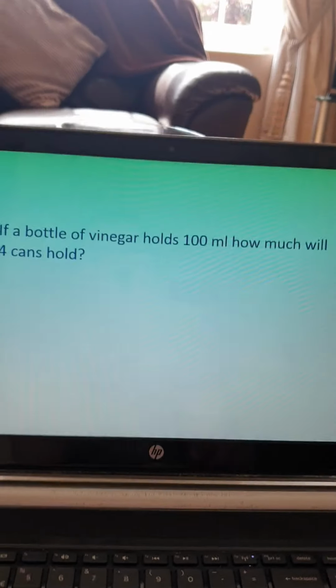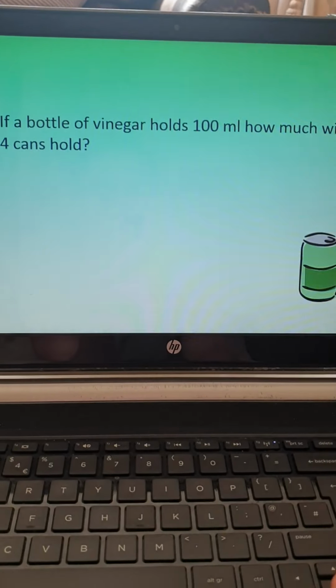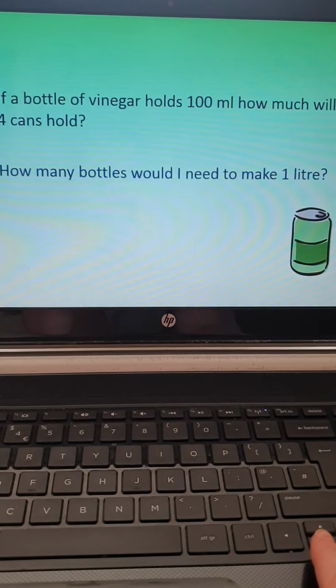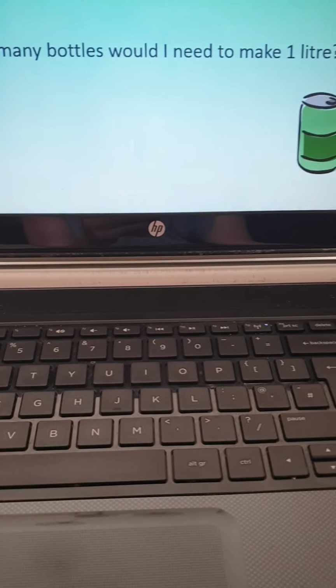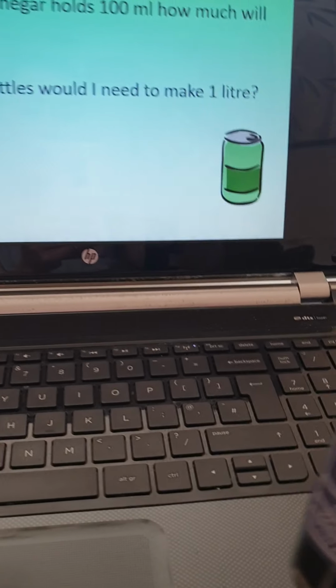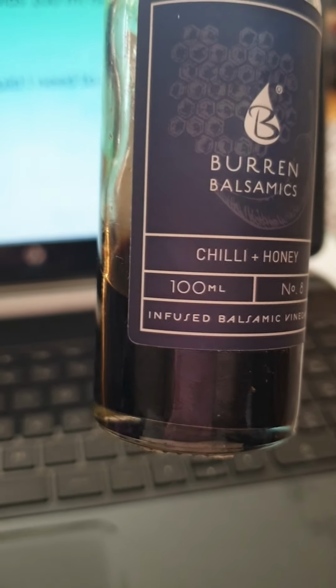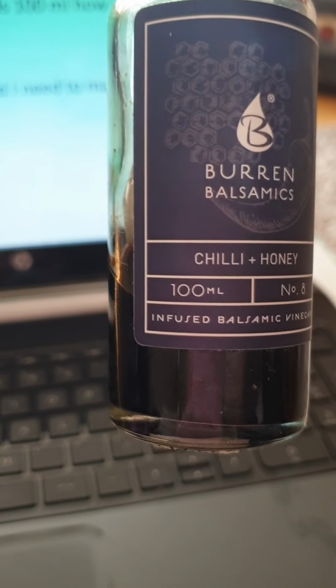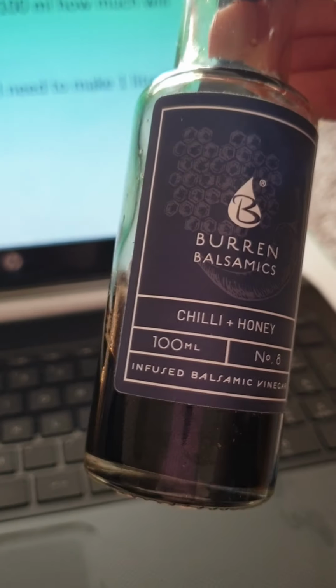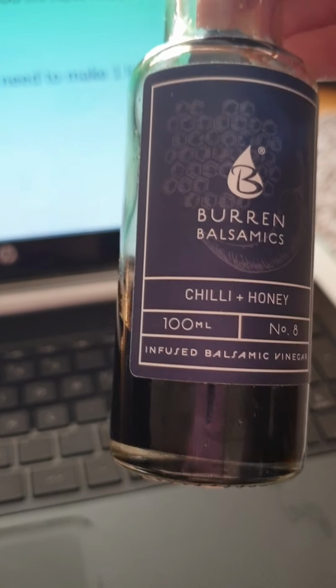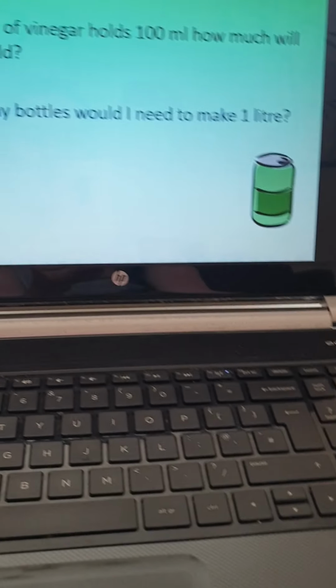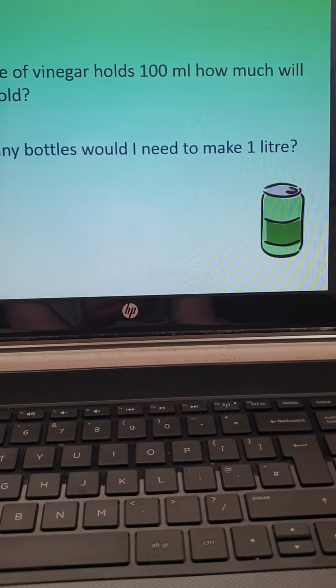Okay, let's go back here. So, how many bottles of the vinegar would I need to make 1 liter? So we said 1 bottle is 100 milliliters. How many would I need to make 1 liter? And 1 liter is 1,000 milliliters. So that would be 10 bottles. You would need 10 bottles.